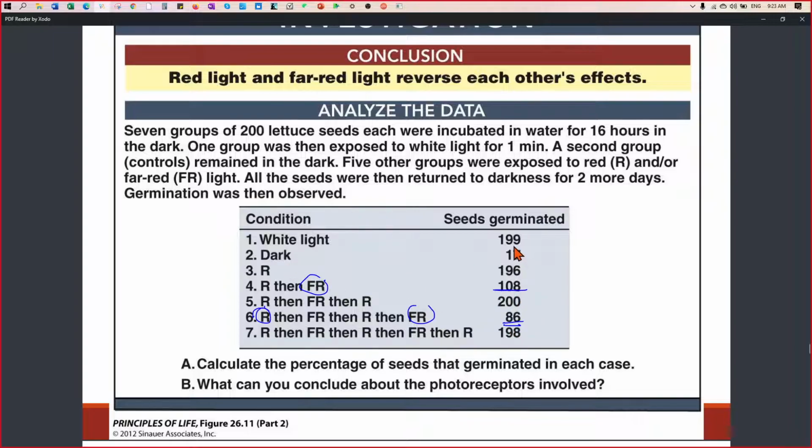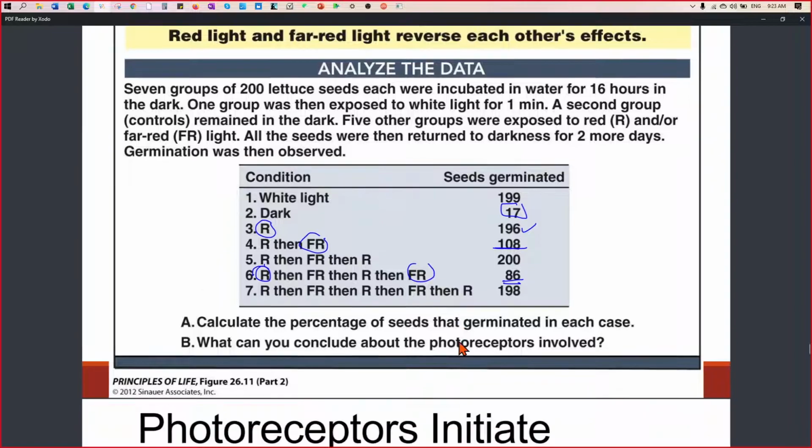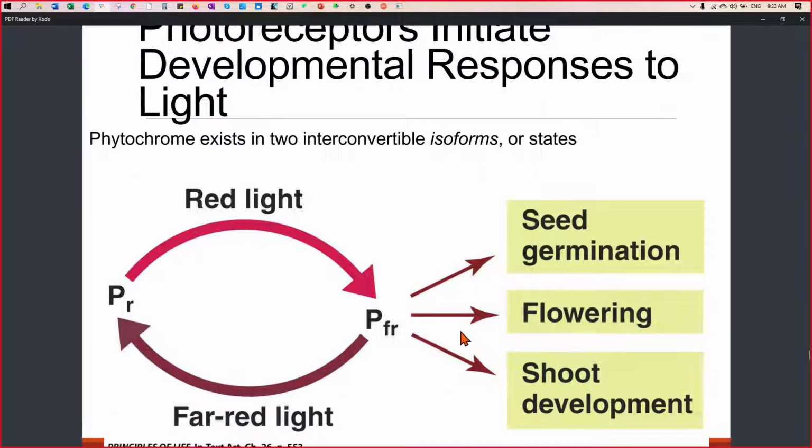Dark, of course, is going to get none, because there's no energy at all. How is the seed going to germinate? There's no signal, nothing. Even if you give a small amount of red light, you're still going to get lots of germination. Okay? Why is that?